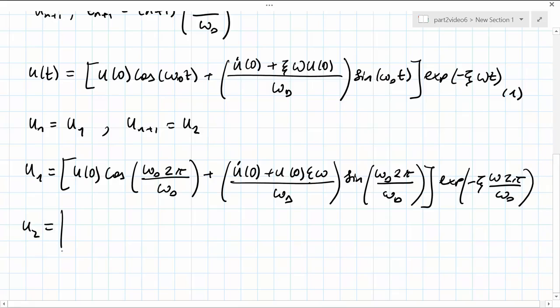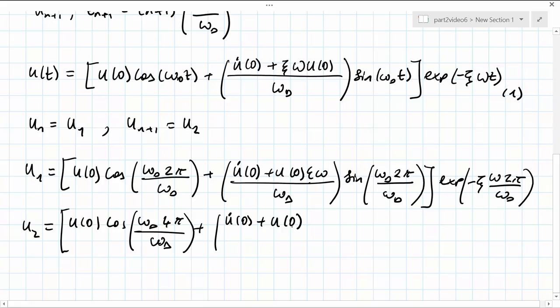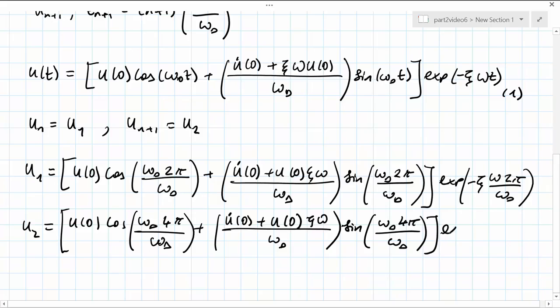Similarly for U2, we have U naught, this time times cosine of omega d 4 pi over omega d, plus u dot naught plus u naught times zeta omega divided by omega d, times sine omega d 4 pi over omega d, times the exponential function of minus zeta omega 4 pi over omega d.